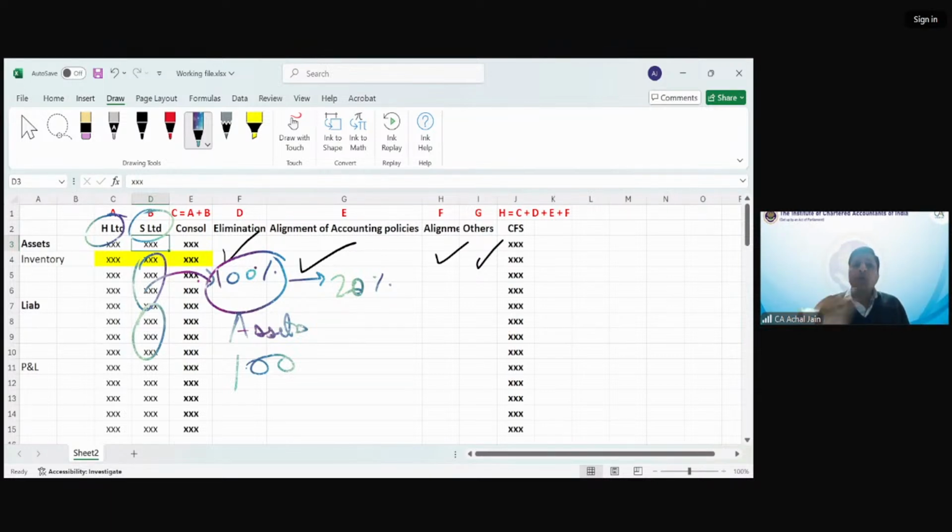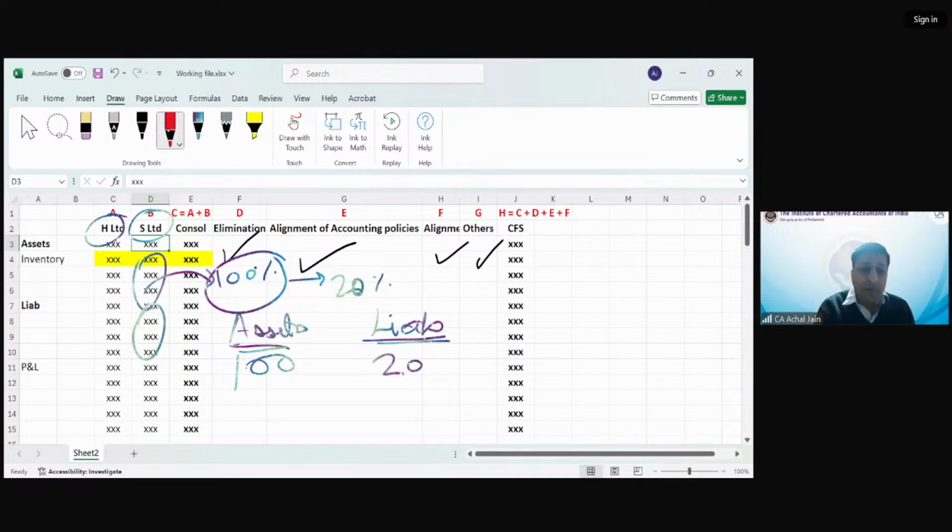So that's why to balance it in the balance sheet, what will you do? Group will have to say that against these assets of 100, I have a liability of 20. That's how this will be balanced out. Yes or no?